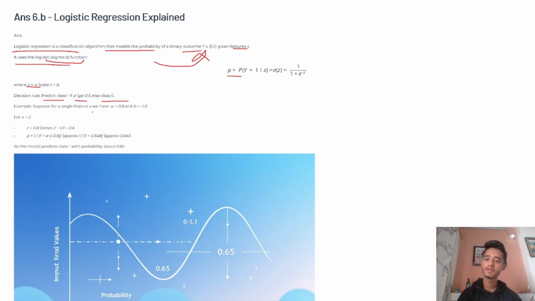Example: suppose for a single feature x, we have w equals 0.8 and b equals minus 1. For x equals 2, z will be 0.6, which is greater than 0.5, so the model predicts class 1 with probability about 0.65.